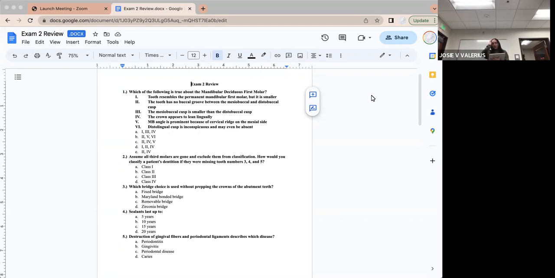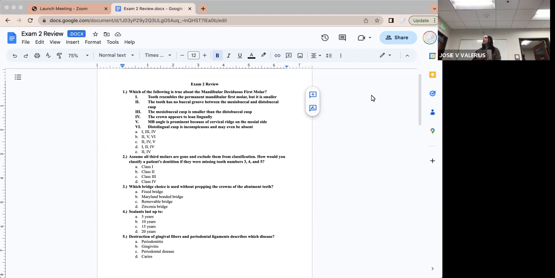But for that, immediately, that rules out some things, but we'll just go through the correct answers. So for this one, number 2 is correct. The tooth has no buccal groove between the mesiobuccal and distobuccal cusp. So basically what that's saying is instead of a super pronounced groove between those two buccal cusps, there's more of a depression in between them, and that's unique to that tooth. And then number 4 is also correct.